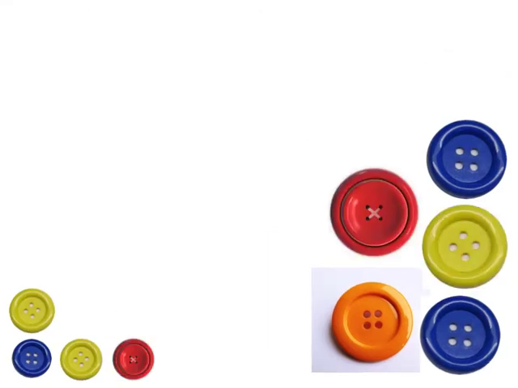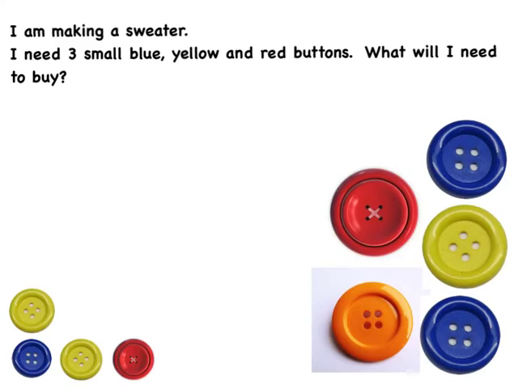So now we have sorted these buttons by 2 characteristics, by color and then by size. And I'm hoping right about now you're wondering, why would people sort buttons? Well, let's take a story or a real life situation. We call that a scenario. And in this story, I am making a sweater. In my sweater, I need 3 small blue buttons, 3 small yellow, and 3 small red buttons. So I sorted these buttons to figure out what I had already and what I will need to buy to finish my sweater project.